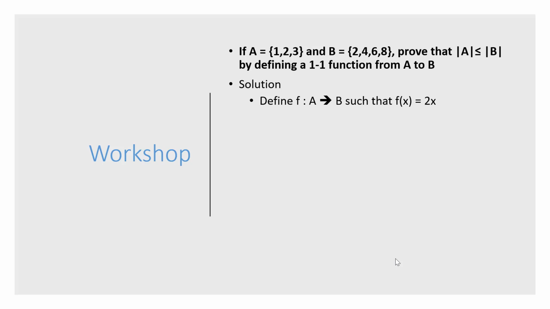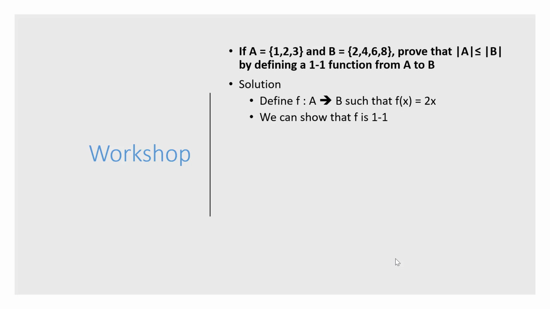If such a mapping exists, then the number of elements in A must be less than or equal to the number of elements in B. As a bonus, if you can show that f is also a surjection, then the number of elements in B is less than or equal to the number of elements in A. Let's take a look at the proof using functions.